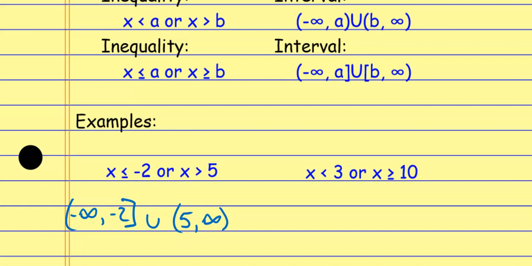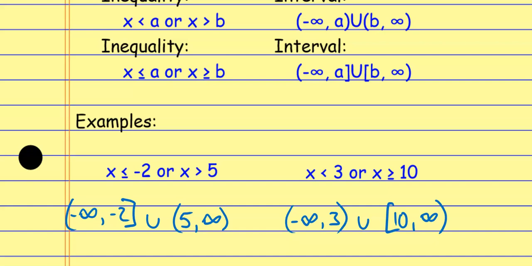If x is less than 3, that would go from negative infinity to positive 3. No equal to conditions. X is greater than or equal to 10 would start at 10 and go to positive infinity. I could equal the 10, but I can't equal the infinity. And because I have two separate pieces, I just slap a union symbol in between.